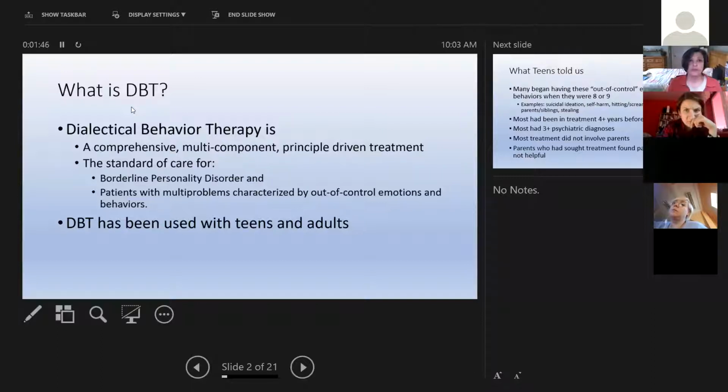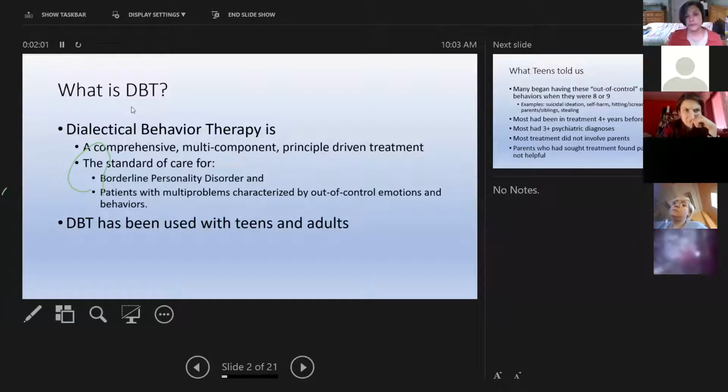DBT is seen as the standard of care for borderline personality disorder, and also for patients who have multiple problems, who have been chronic patients and are characterized by having out of control emotions and out of control behaviors. As I mentioned, DBT has been used with teens and adults for many, many years. There's a lot of literature that supports its use. In our program, we have been working with teenagers, and I've been working with teenagers for a very, very long time.